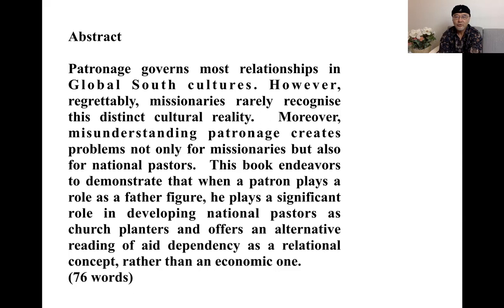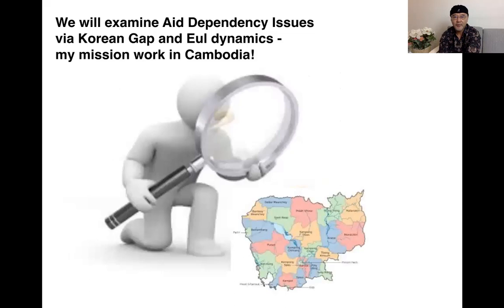And I don't want to complicate. I don't want to simplify either, because it is a complex issue. It is a complex issue, but I don't want to complicate the difficult problem. So we'll examine the aid dependency issue via Korean kap and er dynamics, my mission work in Cambodia. Because I primarily looked at it through the money issue, financial issues, economic issues. I realize that it's not that way. There is an issue with money, but it goes way beyond that. It's not just money. It was actually relational. Kap and er issue.